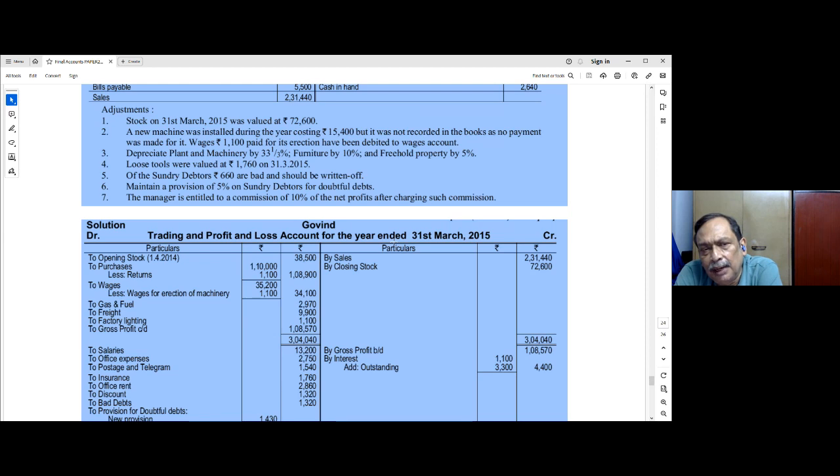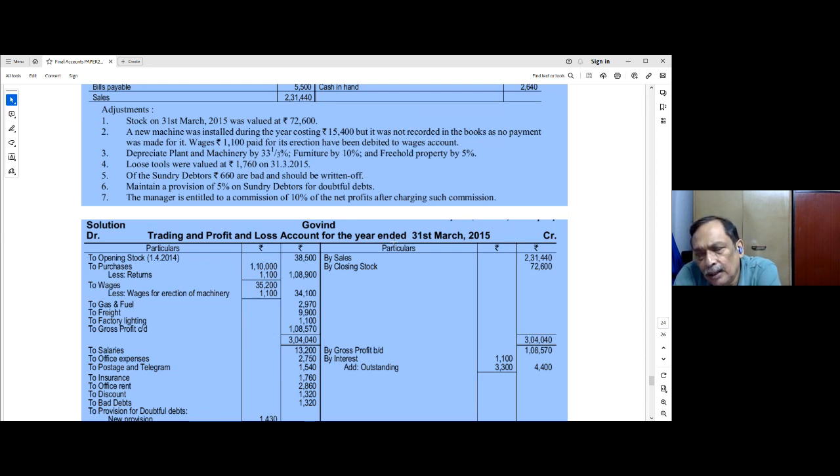Stock on 31st March was valued at 72,600. A new machine was installed during the year, costing rupees 15,400, but it was not recorded in the books as no payment was made for it. Wages rupees 1,100 paid for its erection have been debited to wages account.